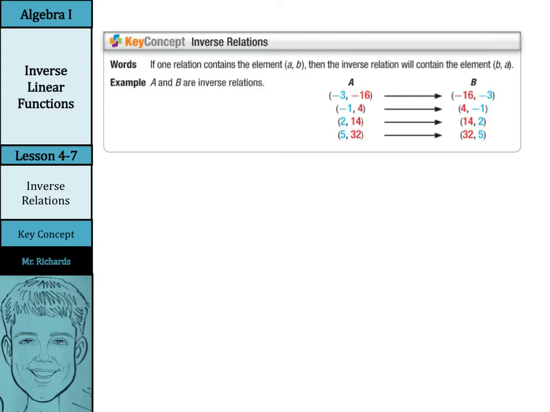Here we have an example of what this looks like. If we have (-3, -16), the inverse of that is (-16, -3). (-1, 4) is (4, -1). (2, 14) is (14, 2). (5, 32) is (32, 5). They just switched the ordered pairs. Our (a, b) became (b, a).